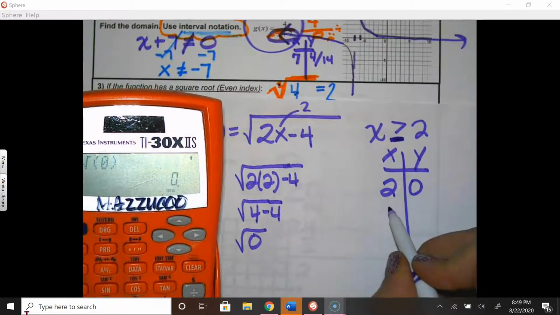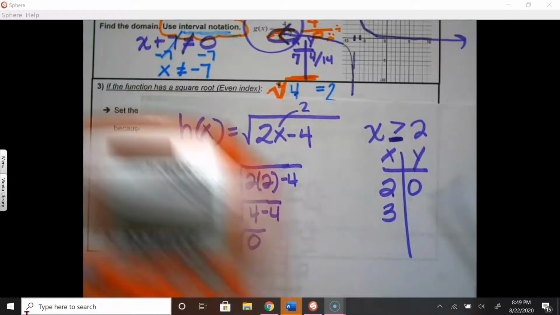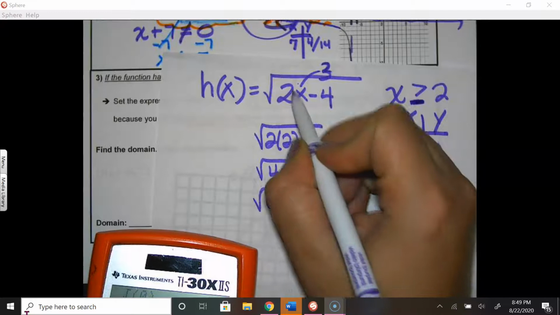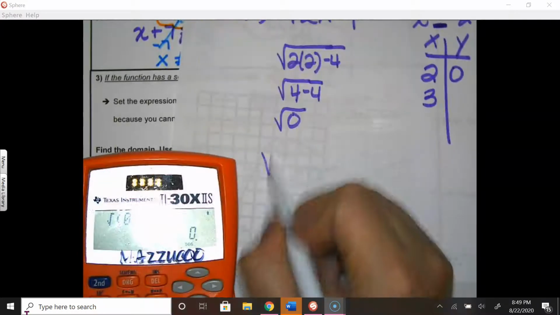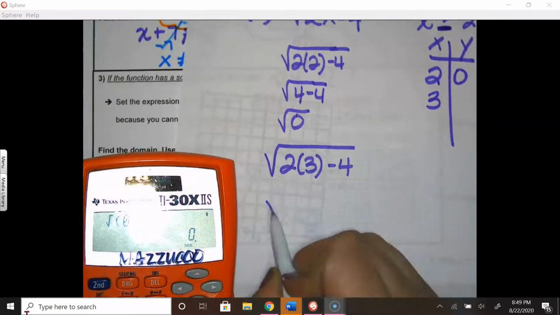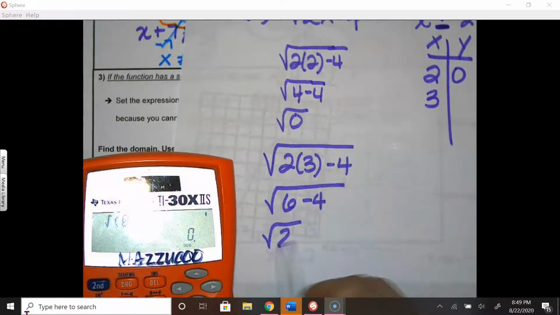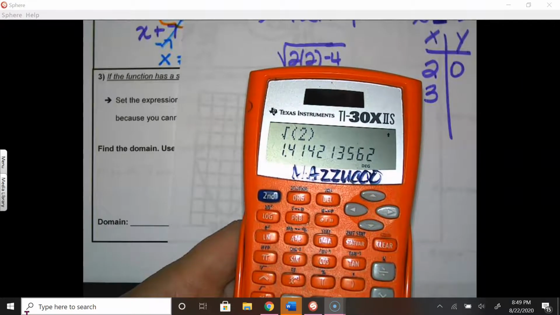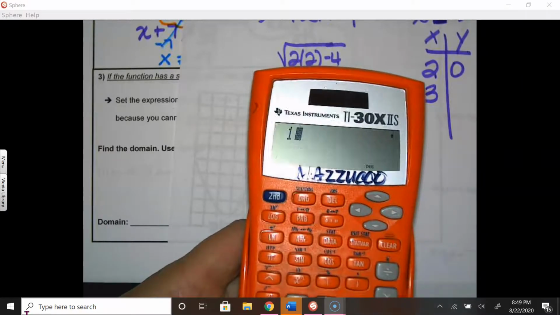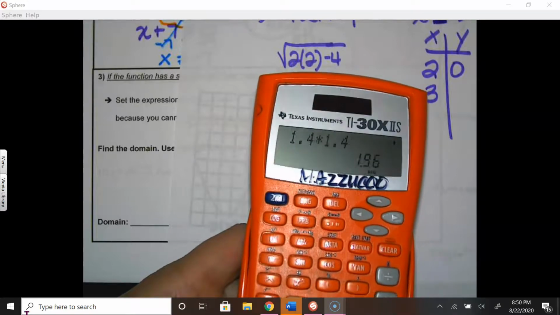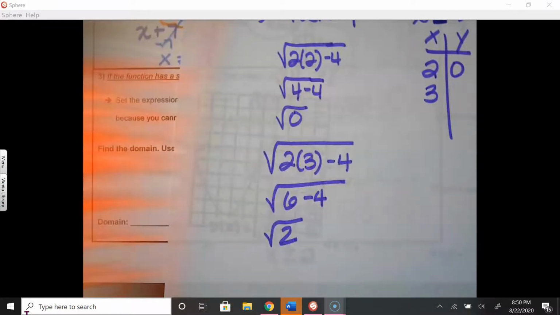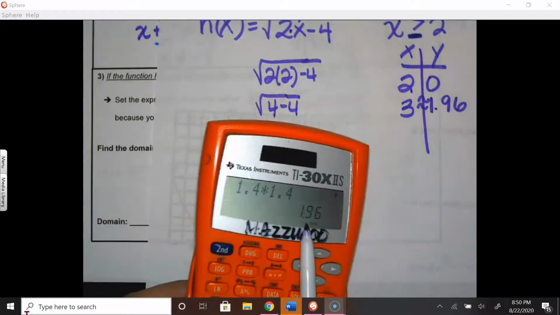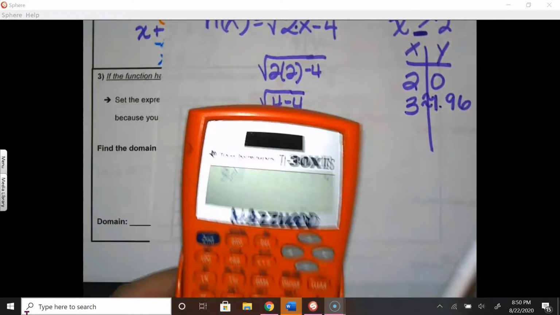Then we could pick any number greater than or equal to 2. So for example, I could pick the number 3, right? It's greater than 2. Now if I plug in a 3 for x, I'd have 2 times 3 is 6, and then 6 minus 4 is 2. So the square root of 2, what times itself is 2? It's going to be a decimal number. If I take 1.4 times 1.4, it should be about 2. Close to it. Yeah, it's close, about 1.96.